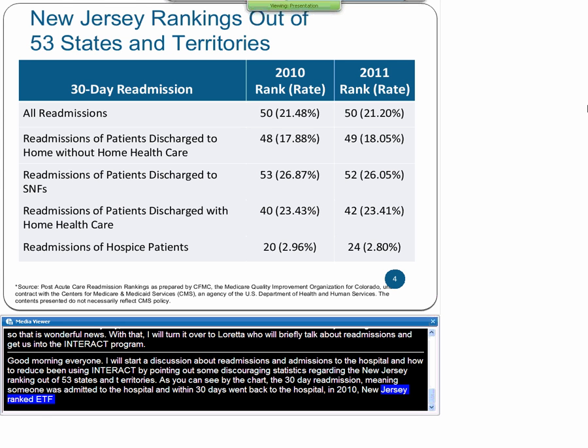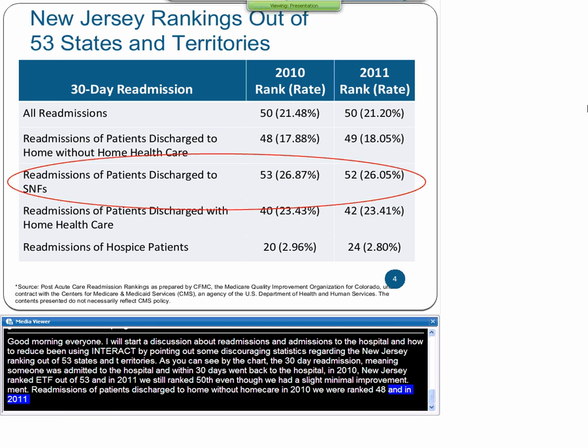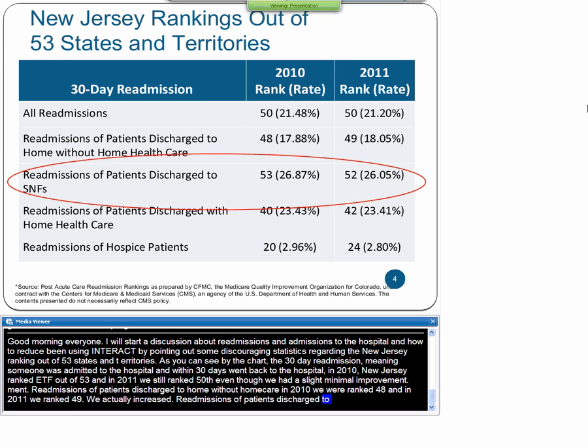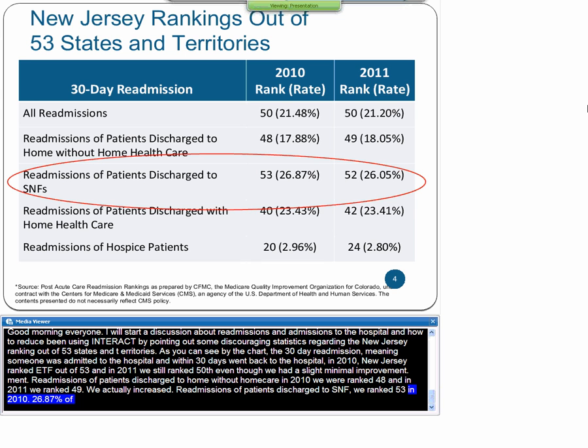Readmissions of patients discharged to home without home care. In 2010, we were ranked 48, and in 2011, we ranked 49. We actually increased that. Readmissions of patients discharged to SNFs, and this is very, very important. We ranked 53, rock bottom, in 2010. 26.87% of readmissions of patients discharged to the SNF went back to the hospital. And in 2011, that increased slightly with a minimal decrease in percentage.